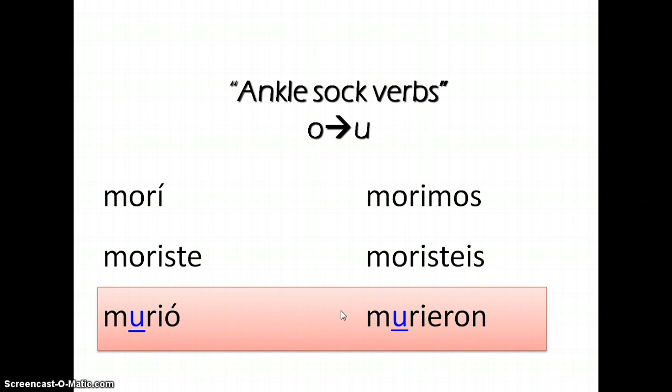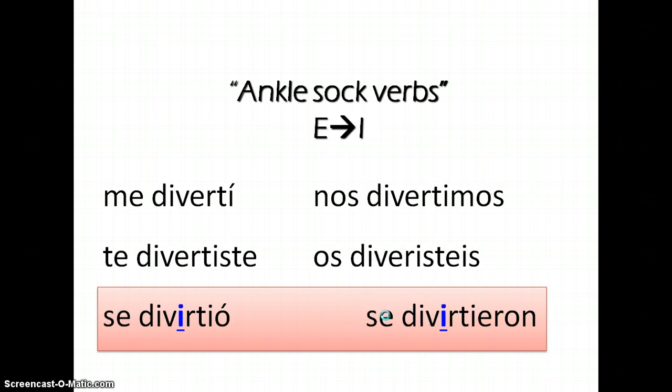So here's an example of an IR verb, the verb morir, that has a stem change. As you can see, it only changes O to U in the third person singular and third person plural. Here's an example of an IR verb, divertirse, where the E will change to the I in the ankle sock, down here. Notice the rest of the verb does not have the change.